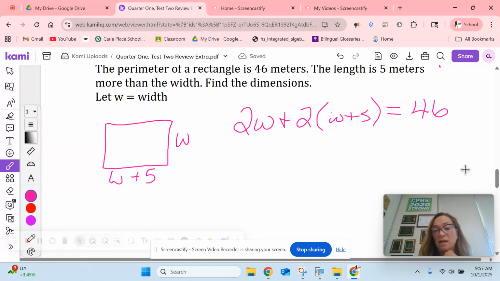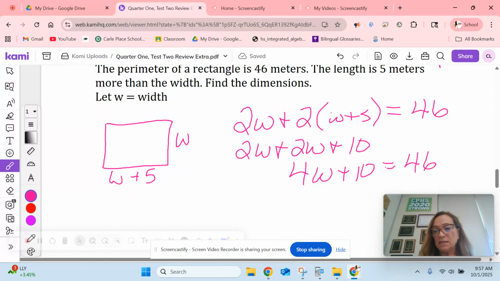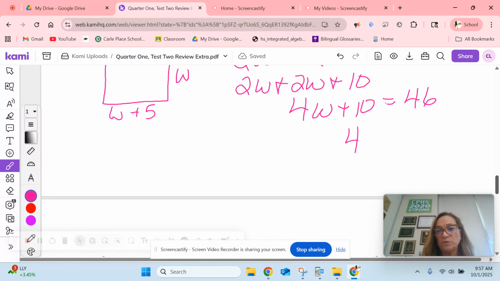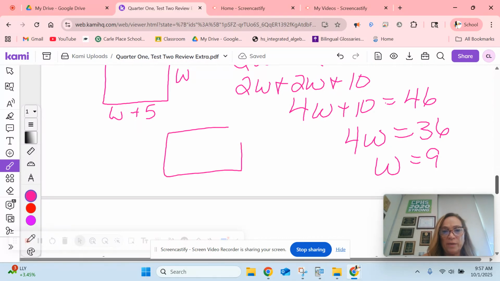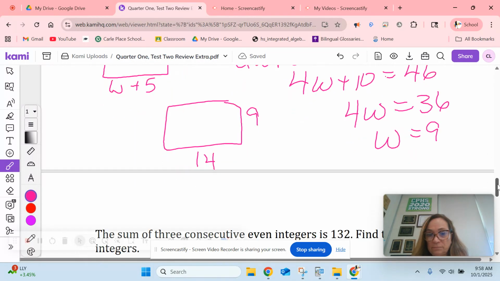So I get 2W plus 2W plus 10, which is the same as 4W plus 10, equaling 46. Subtract 10 from both sides, so 4W equals 36. Divide by 4, so W equals 9. I'm just going to draw a new picture. That's 9. 5 more than 9 is 14. And then check it in the calculator. Okay? All right.